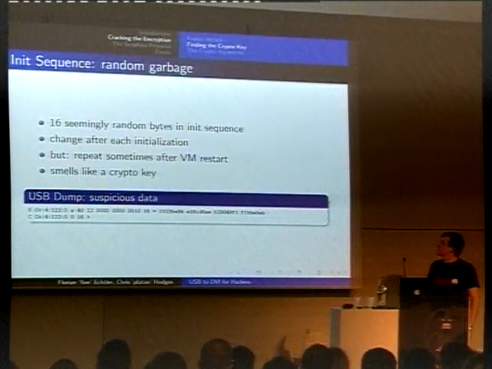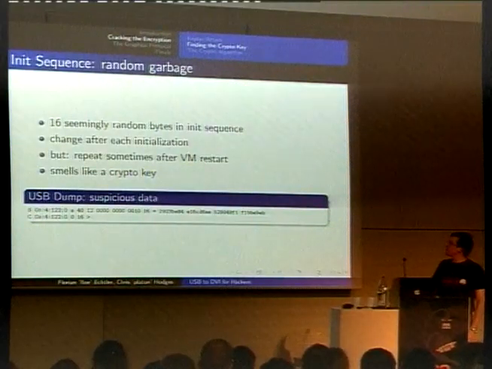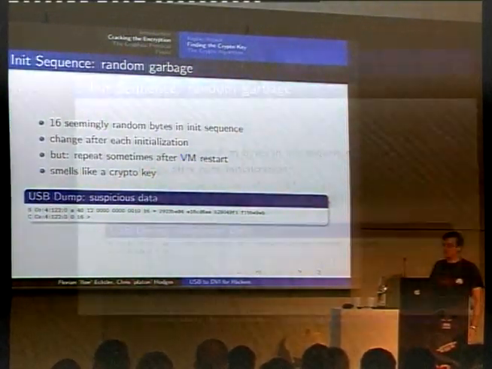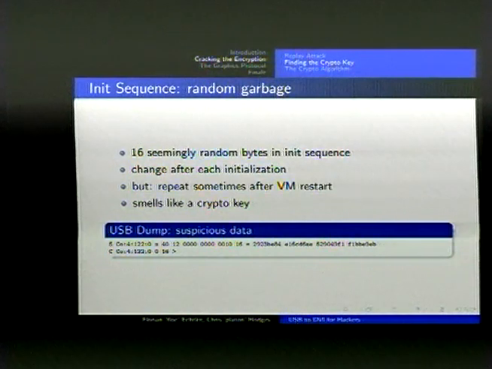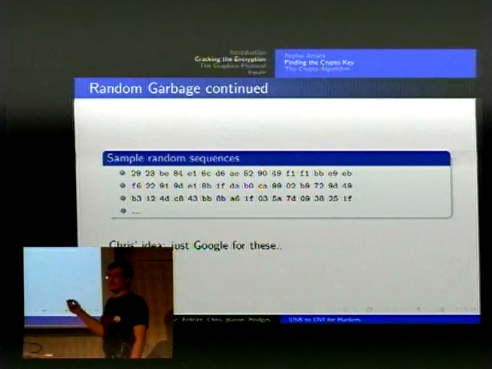And there's one interesting control transfer in this entire initialization sequence, which is just 16 bytes of seemingly garbage. What's most interesting is that these bytes change after each device initialization, but sometimes after you restart the virtual machine, the same bytes occur again. So again, we started thinking that this might be a crypto key, and here are some sample sequences which look pretty random. Now, Chris had a really good idea, and we just entered those into Google.